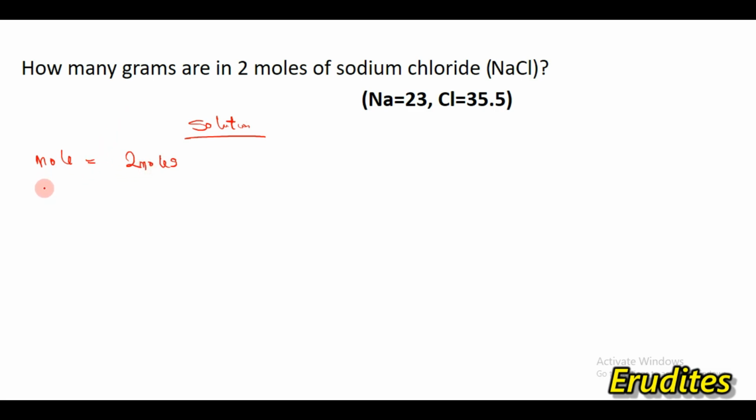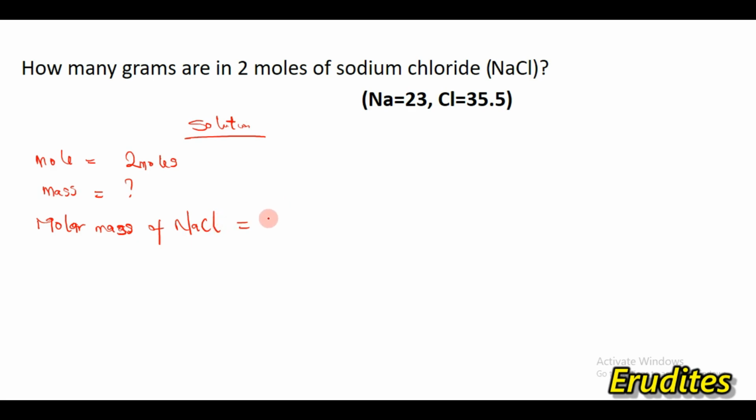Then the mass is unknown. The mass is measured in grams, so it is unknown. Then the molar mass of sodium chloride. The molar mass of sodium chloride is equal to what?